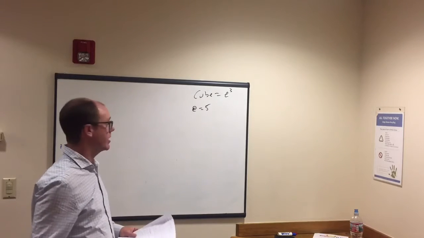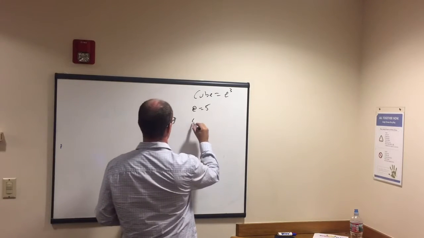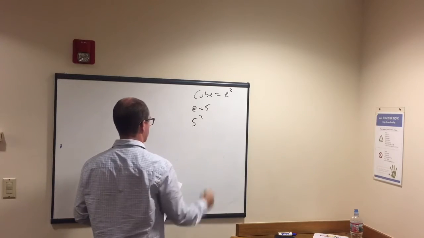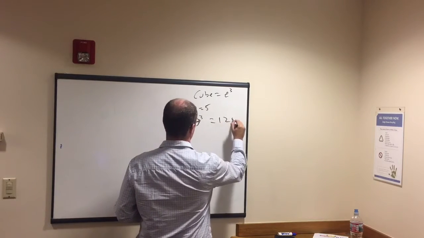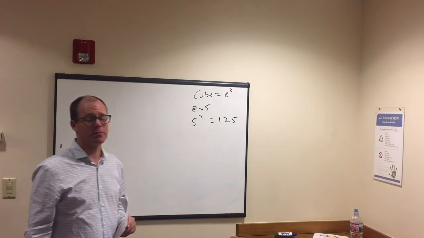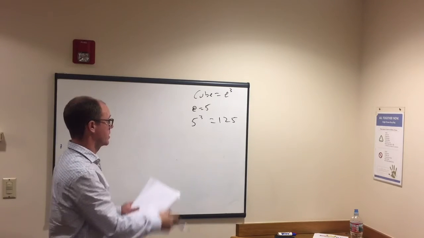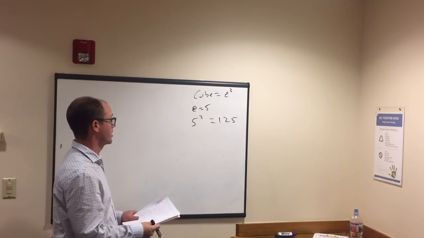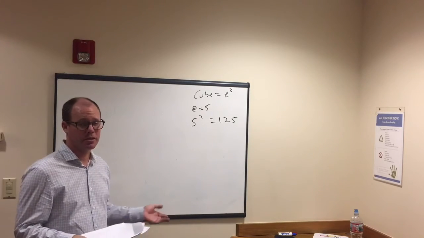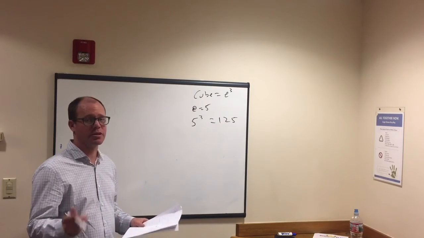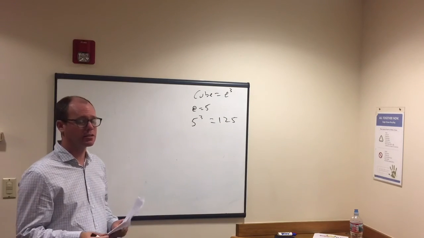If they say edge is 5, then all we're doing is 5 to the third, which equals 125. 5 times 5 is 25, 25 times 5 is 125. There would be your answer. If they gave us a side of 3, 3 to the third is 27. 3 times 3 is 9, 9 times 3, 27.